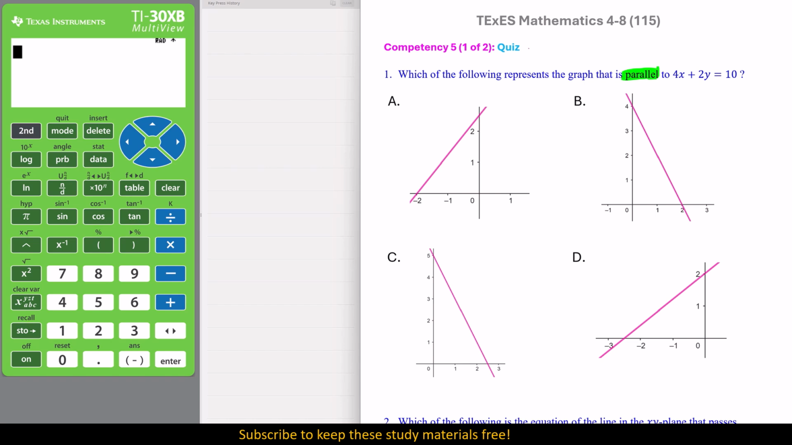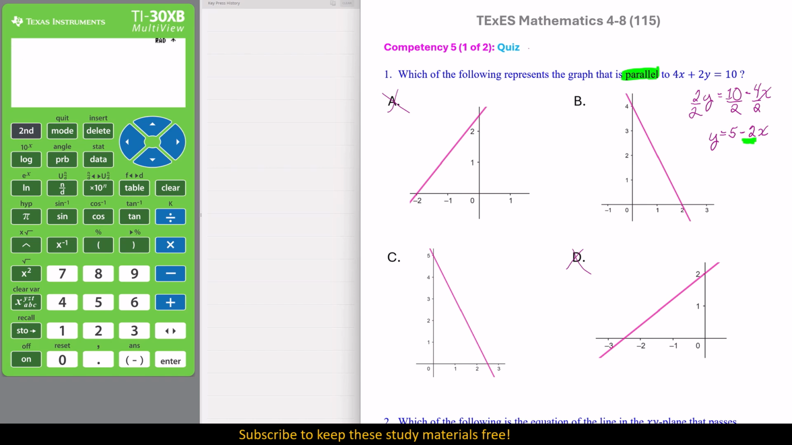So we need to solve for the slope-intercept or y-intercept form. So 2y equals 10 minus 4x. Divide each term by 2, and we have y equals 5 minus 2x. Well, that is a negative slope. So this automatically eliminates A and D. They have positive slopes.